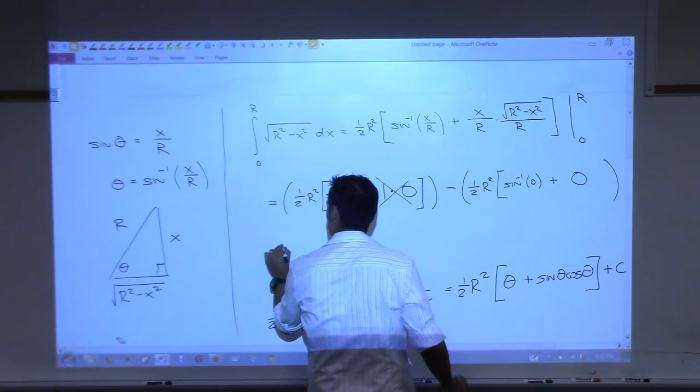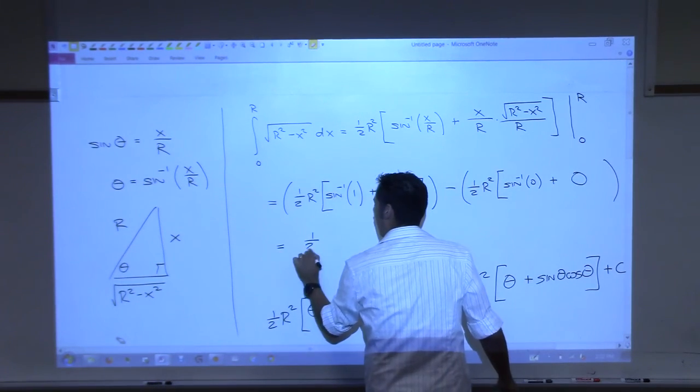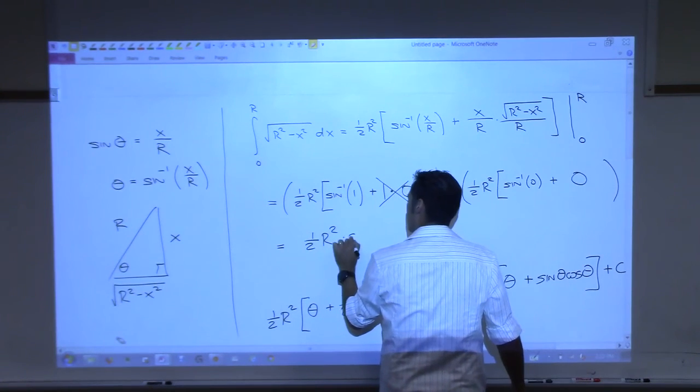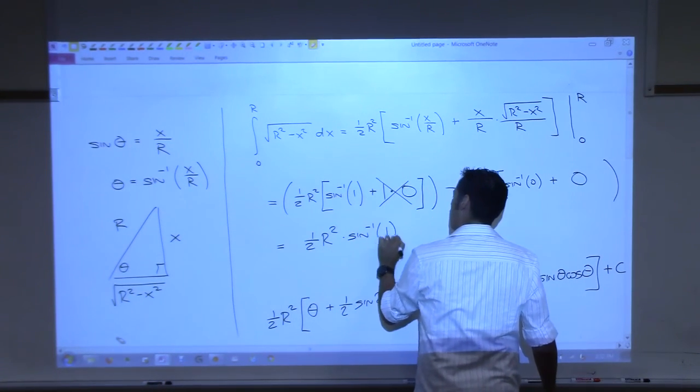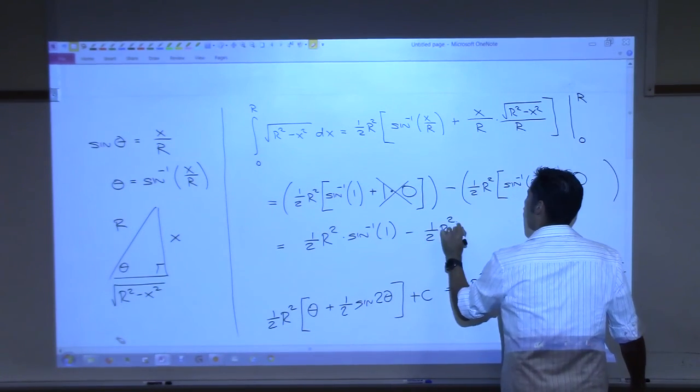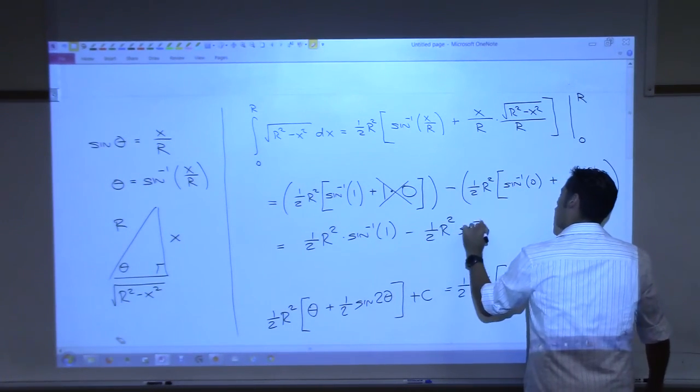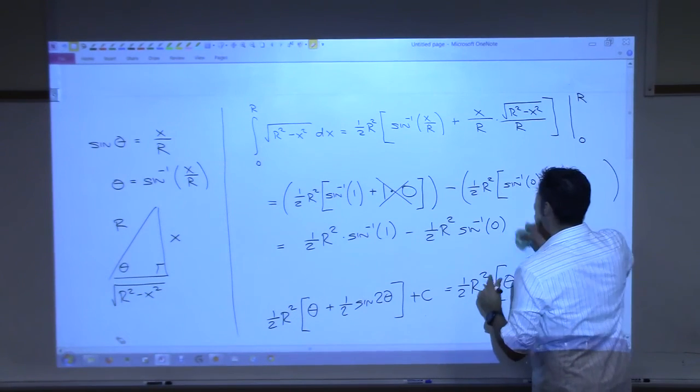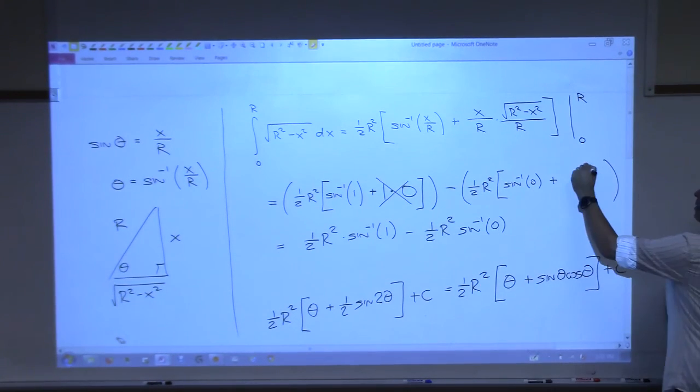All right, so here's where we are. 1/2 capital R squared times arc sine of 1. That's that. Minus 1/2 capital R squared times arc sine of 0. That's this part. I forgot my bracket here again.